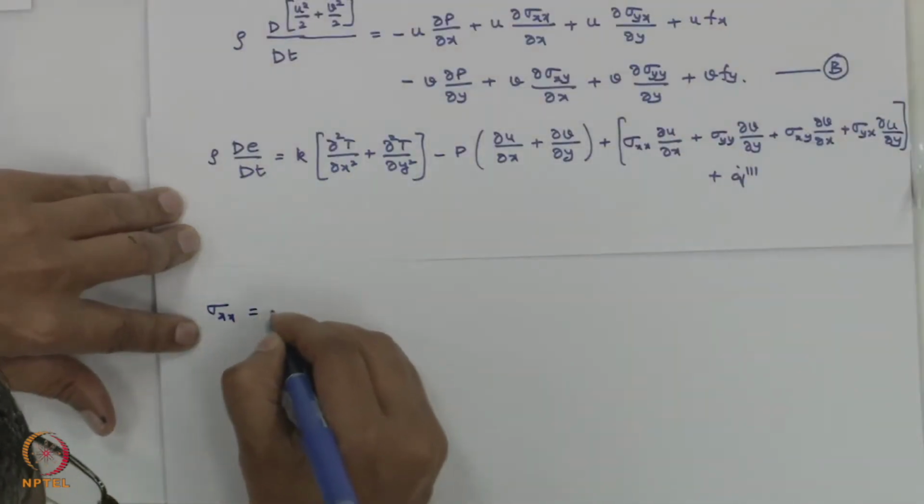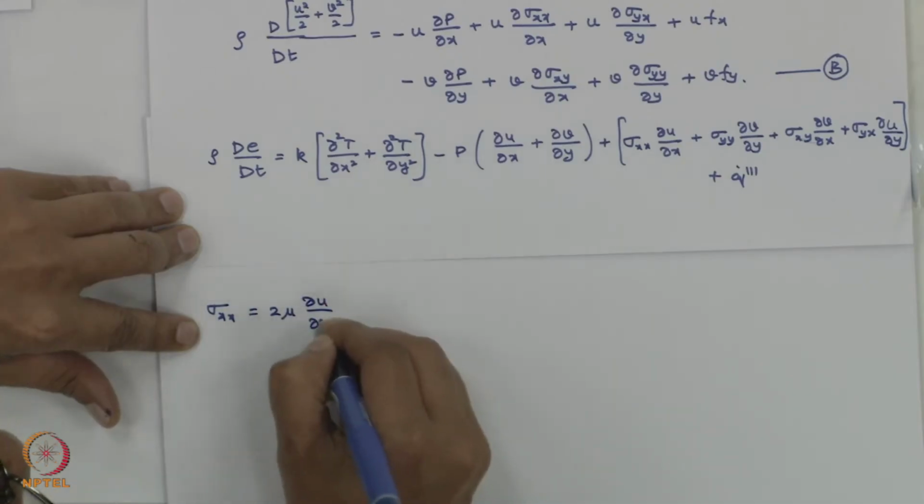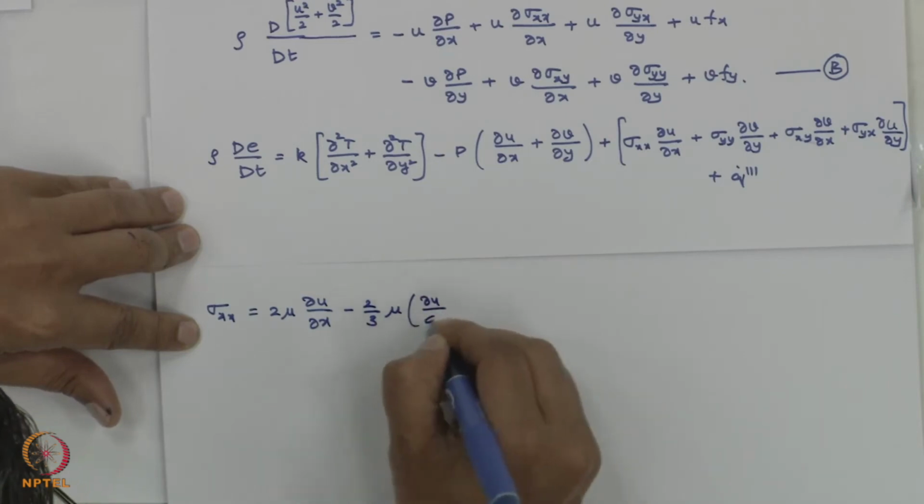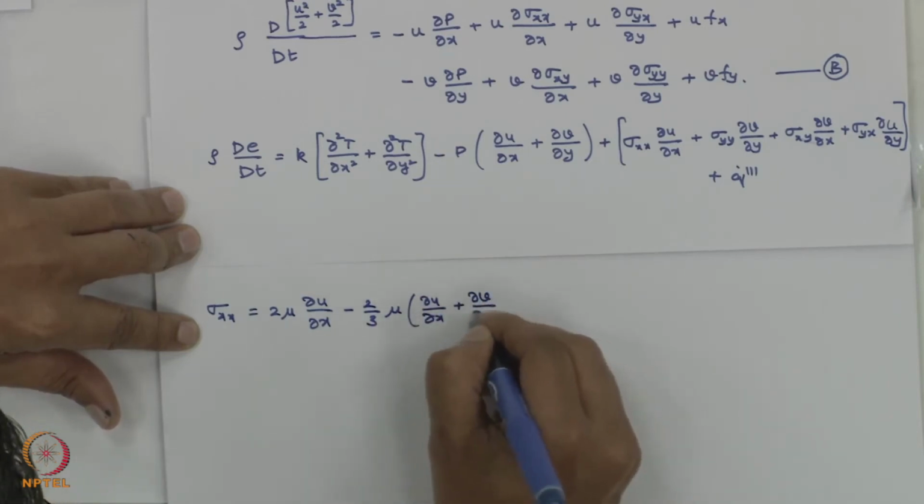So this is our equation which we have gotten as the energy equation, okay, but still we have not arrived, because E has to be written in terms of temperature. But let me remind, first let me substitute in this equation what is for sigma xx. So sigma xx is equal to 2 mu del u by del x minus 2 by 3 mu (del u by del x plus del v by del y).